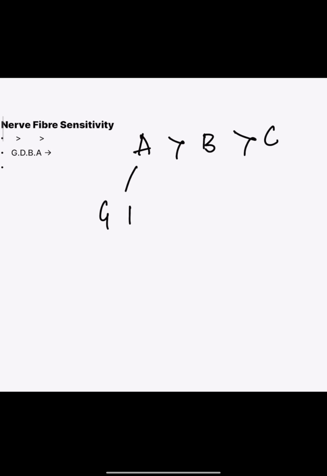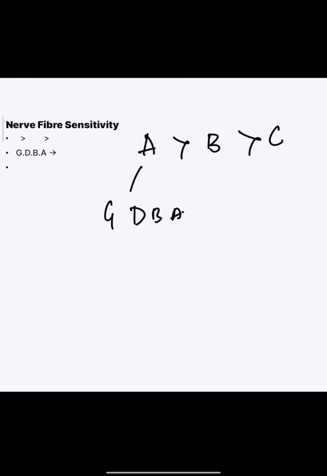So what are the nerve fibers which are sensitive? Remember guys, it is A followed by B followed by C fibers. In A also, which fibers? Gamma, delta, beta and alpha. GDBA: gamma, delta, beta and alpha fibers.